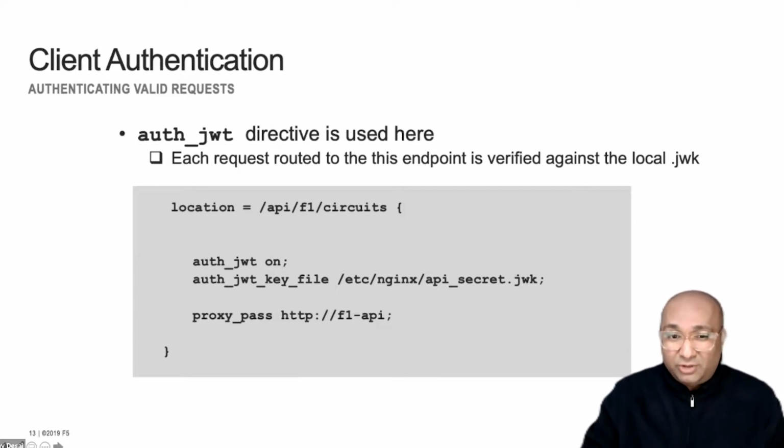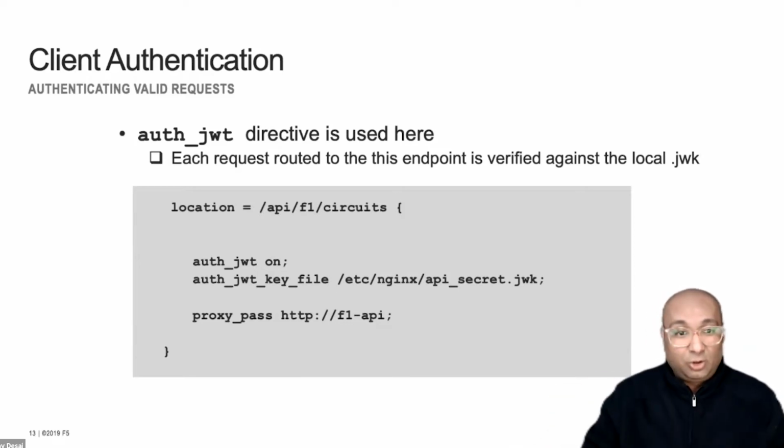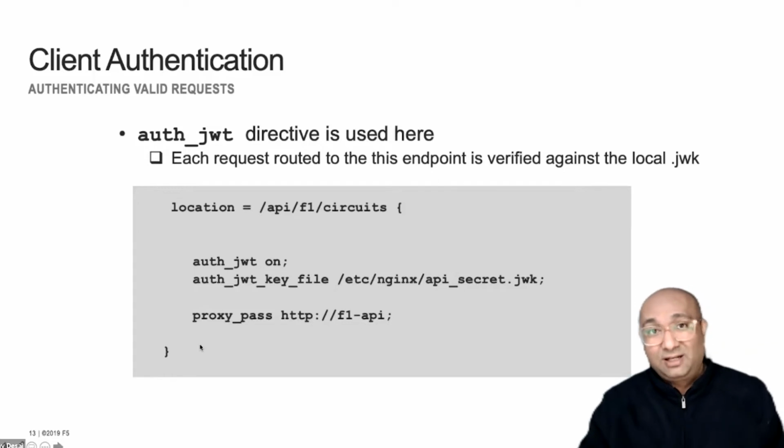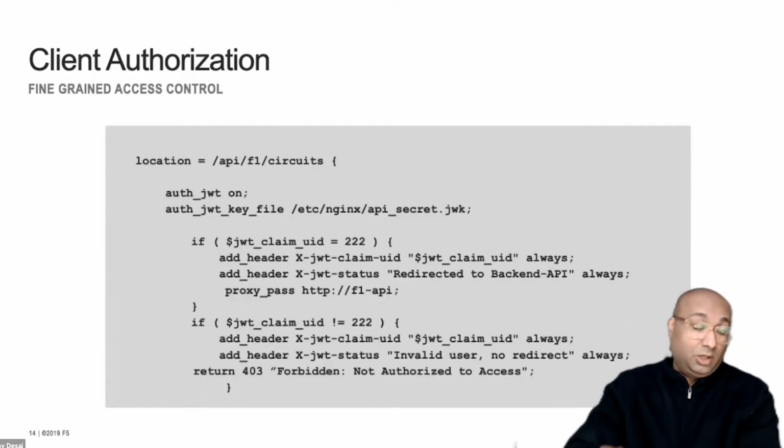So the API_secret.jwk file essentially verifies the incoming JWT tokens for authenticity. And upon validity, the request is proxied to the specified backend over here. So in this case, if the API key is valid, the request is proxied, or else it's rejected and says you're not authorized.